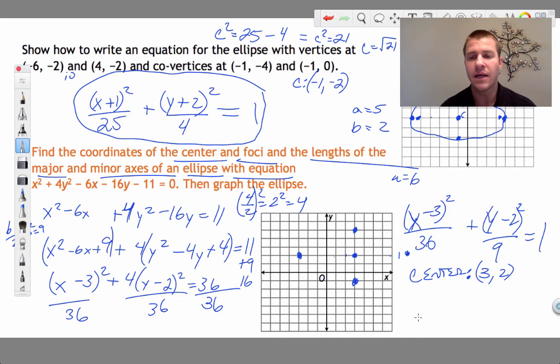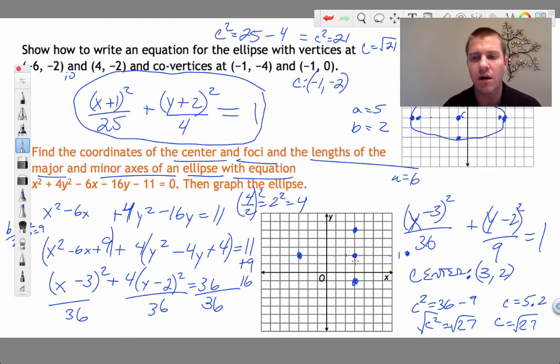And the foci, well, that's going to be c away from the center. And to find c, I do the a squared, which is the 36 minus 9, and that becomes 27. And take the square root, and c is equal to the square root of 27, which is equivalent to 5.2. And what that is, that's the distance from the center. So I have 1, 2, 3, 4, 5.2, which is really going to be negative 2.2.